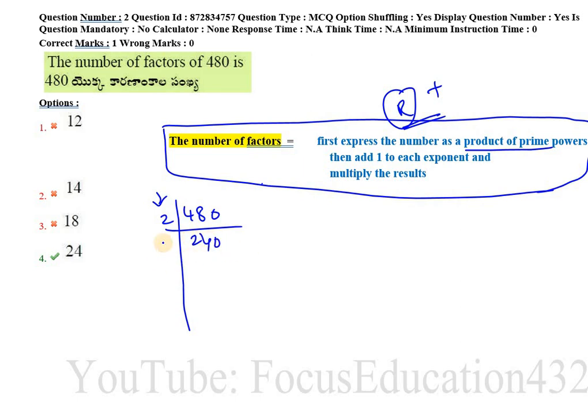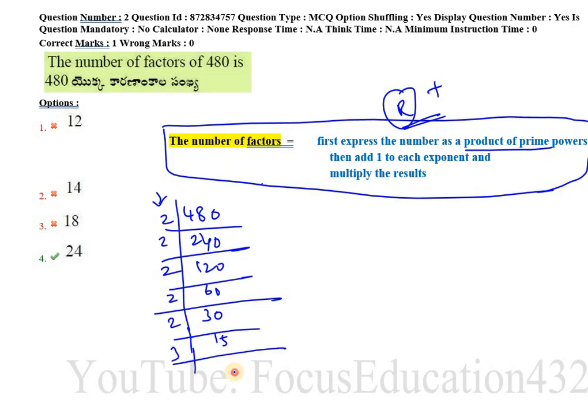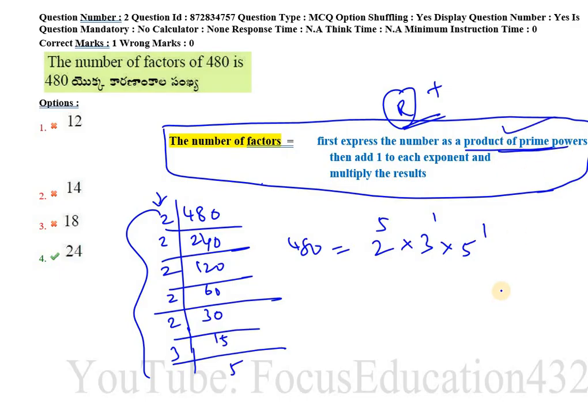So you will get here 240, 120, 60, 30, 15, 3 and 5. So 480 can be written as 2 how many times? Here if you see, 2 power 5, 3 how many times? 1 time, and 5. So after getting the prime factors, this we got.